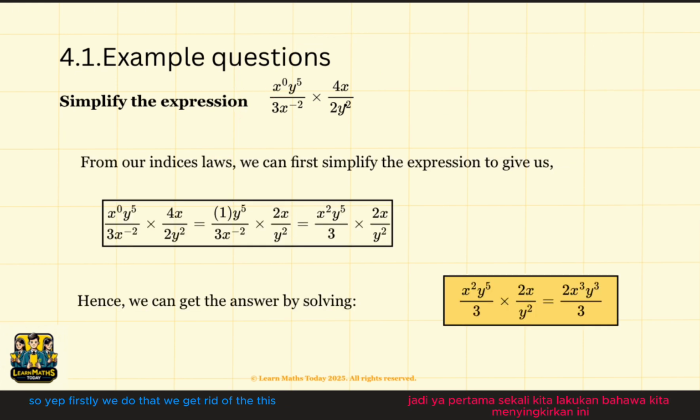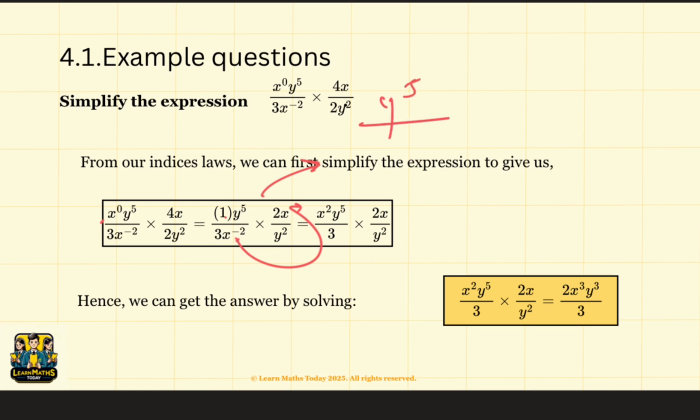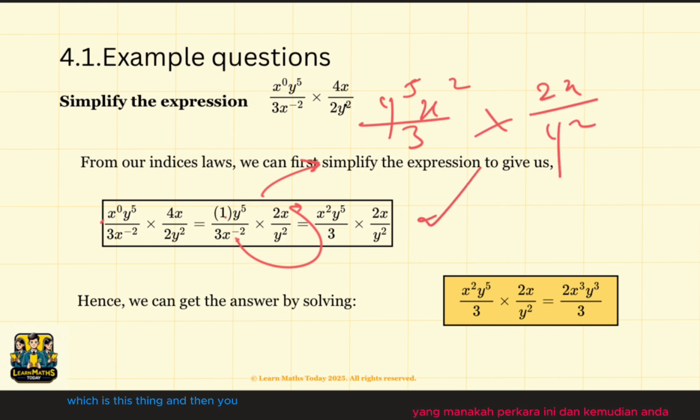So, firstly, we do that. We get rid of this. This gives us 1. Then we can flip this to the top. So you see it goes up here now. So from here, you basically get this. For this, you see there's a 1, so you can divide it. So it'll give you this, and then you multiply the terms together.